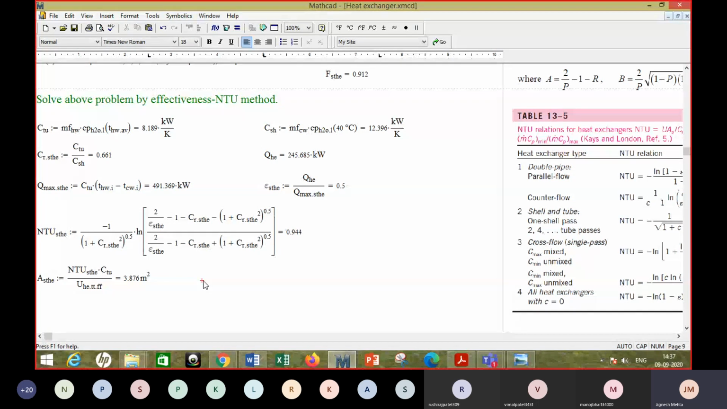So this gives you NTU, and NTU definition is UA upon C minimum. So based on that you can get the area, and you will be able to verify that the area that you get with the effectiveness NTU method and the LMTD method would be the same. Okay, so only the method is different, and some people prefer effectiveness NTU method more, and it sounds more sensible to them. Okay.